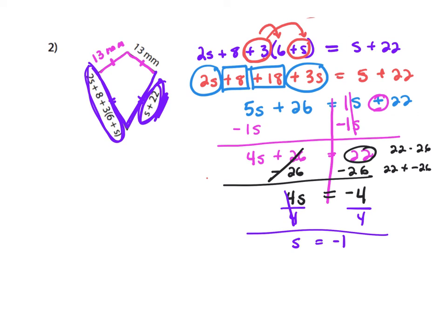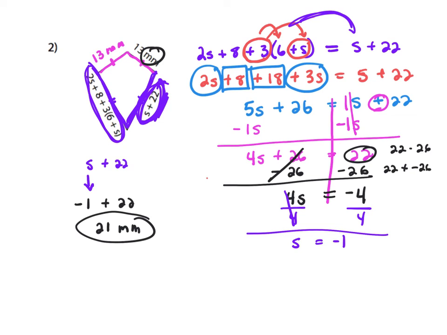So how is this going to help me? Well, if I want to know the length of this side, I'm going to start with the easier expression because remember, they're both equal. So if I had s plus 22, and I now know that s is negative 1, I can now figure that the length of this side is 21, and I'm looking at the units, millimeters. So that's how we can apply our algebra to geometric figures.